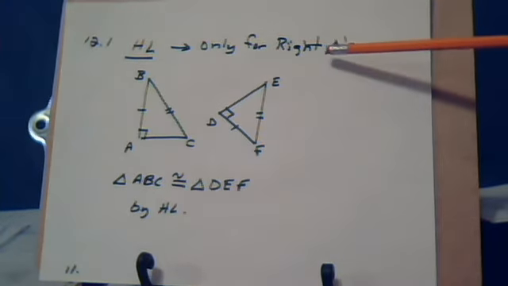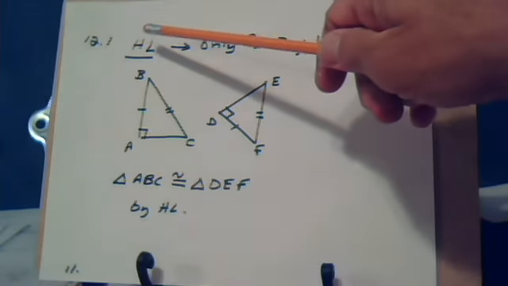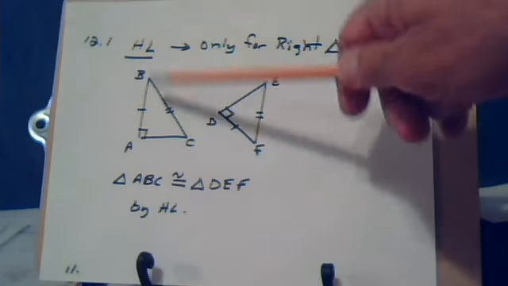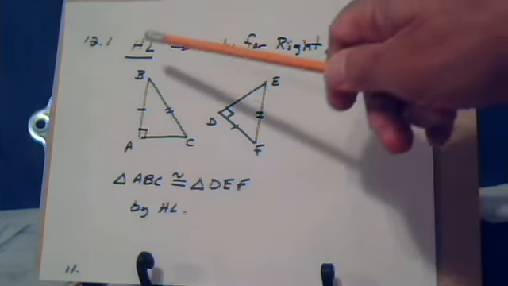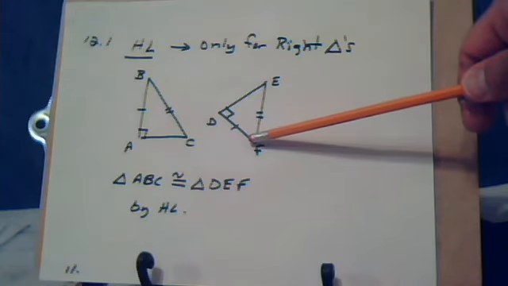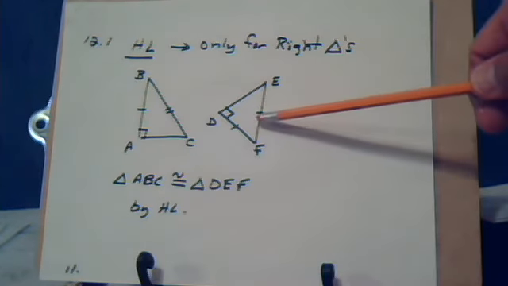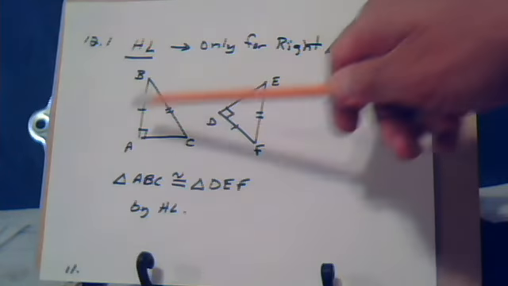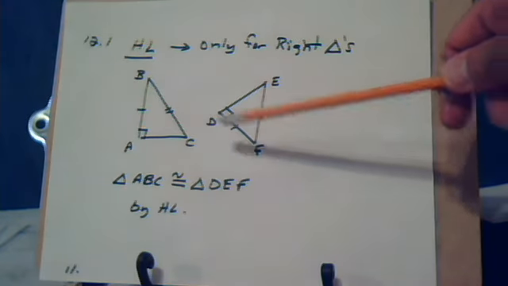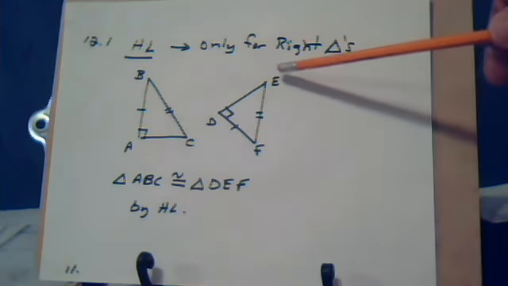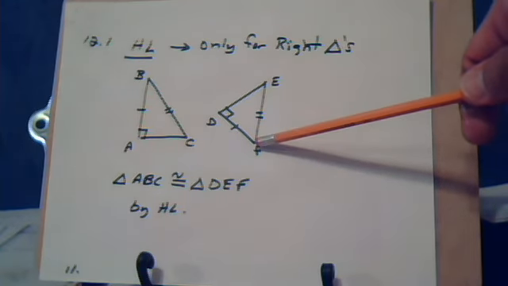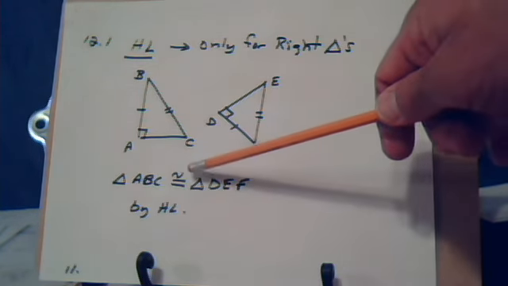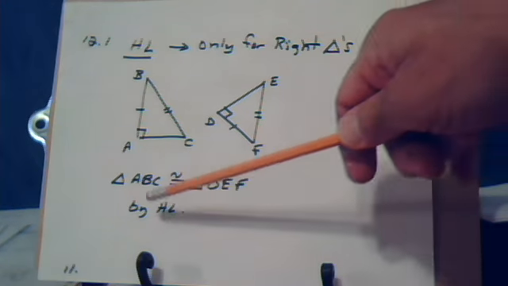HL is used only for right triangles. This says that if you could demonstrate that the hypotenuse of one equals the hypotenuse of the other, and one leg of one is equal to one leg of the other, that's enough to say the two right triangles are congruent. In this case, we have that. Here's the leg being congruent to this other leg of the other triangle, and then the hypotenuse of one triangle is congruent to the hypotenuse of the other triangle. So we have the HL. So triangle ABC is congruent to triangle DEF by HL.